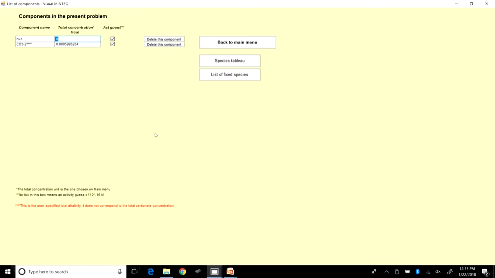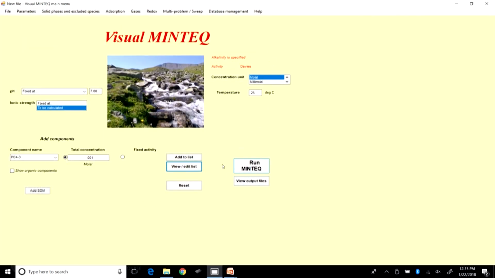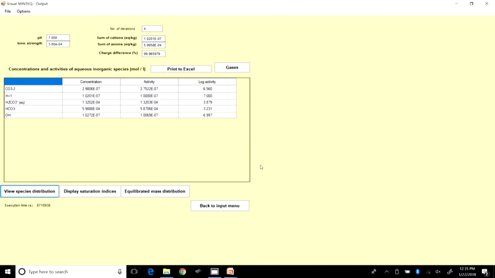And view the edit list. Okay, so it already calculated the case for that. Back to the main menu, and then run MINTEQ, pH 7 and so on, and we can get the CO3 total from here, H2CO3 and such. So obviously from here, what can I calculate? By plugging in pH and alkalinity, I can end up calculating H2CO3 and CO3 total from VMINTEQ again.